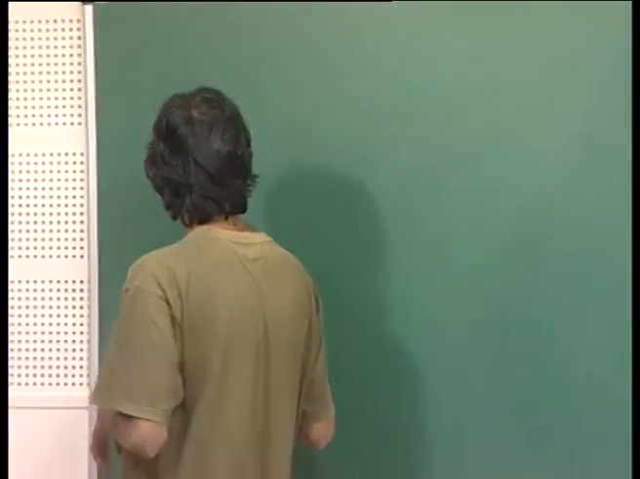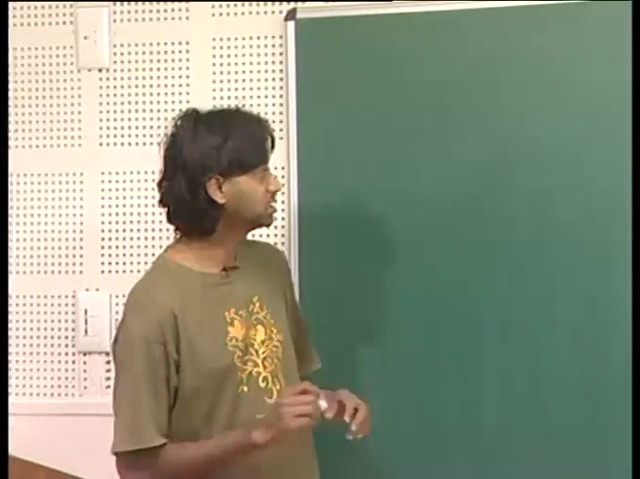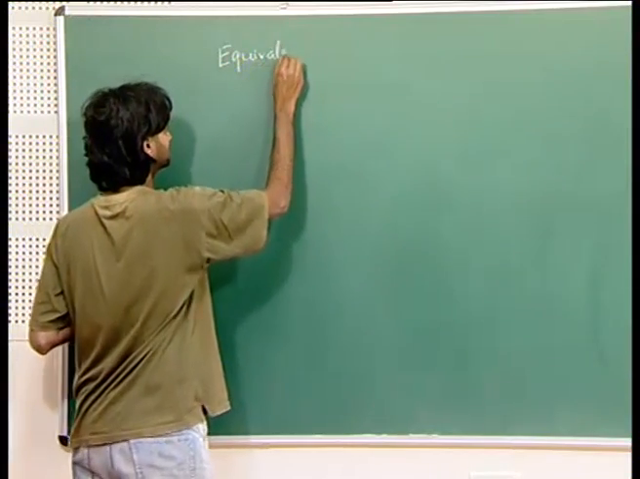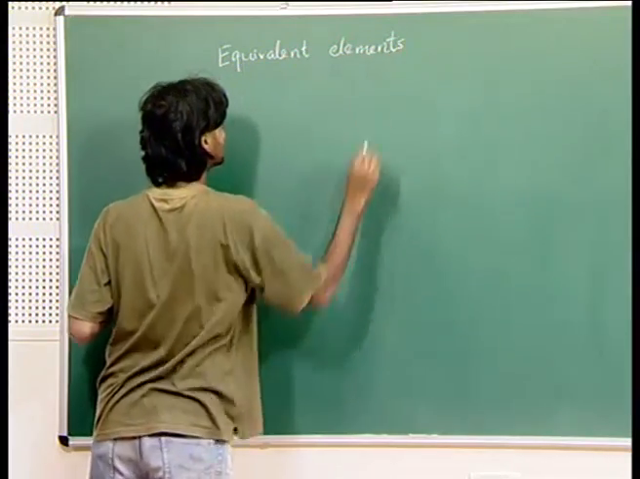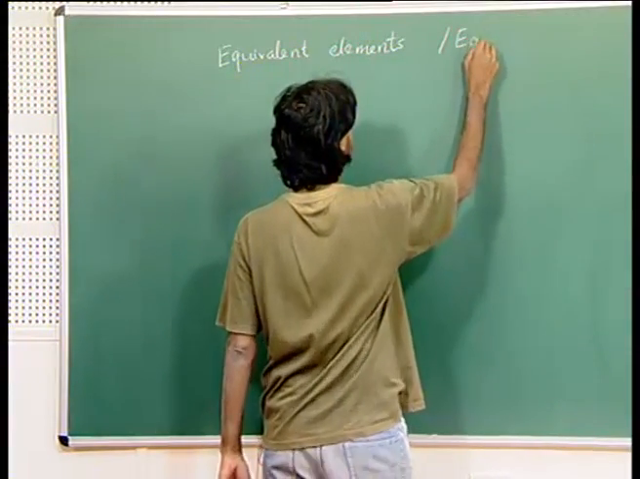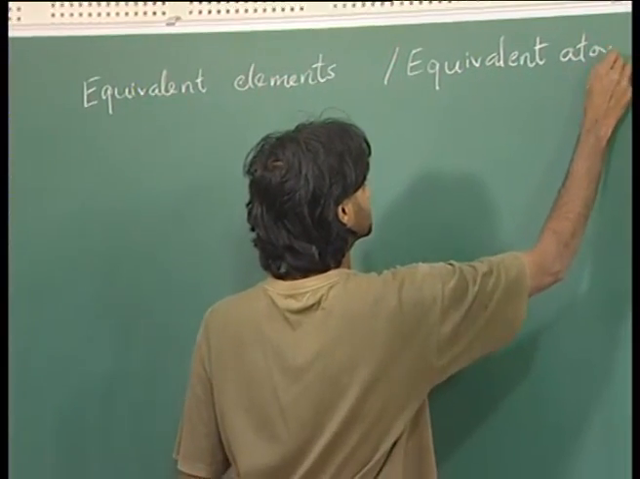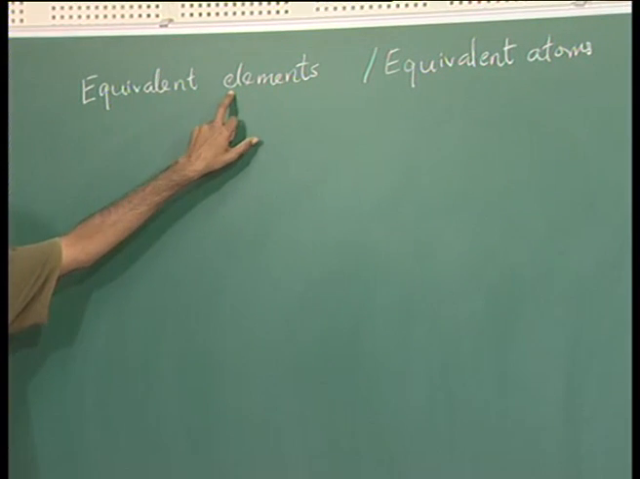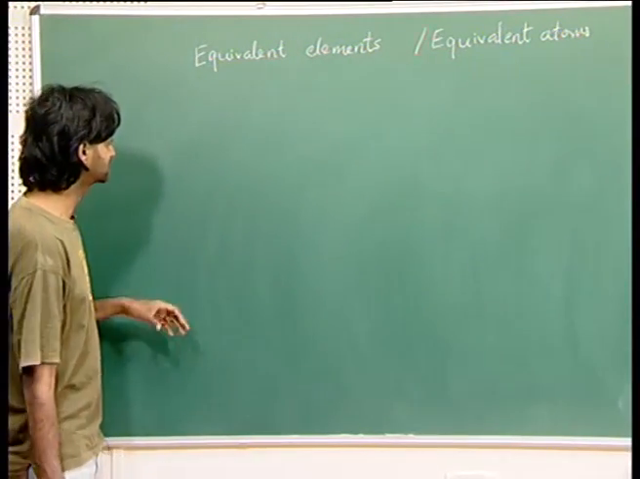Okay. So there are two concepts that I want to talk about. The first is what are called equivalent elements. And the other thing we will talk about are equivalent atoms. So, equivalent elements, what we mean is there are certain symmetry elements that are considered equivalent. We want to know what we mean by this and what is the significance of this.